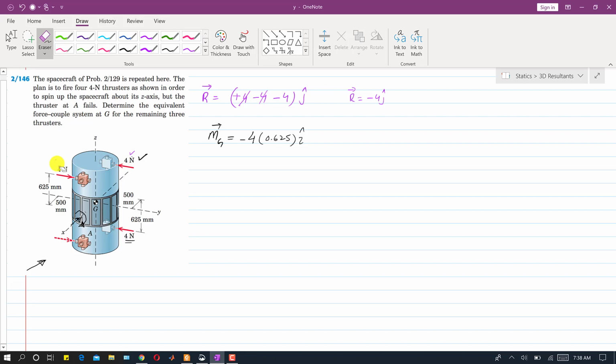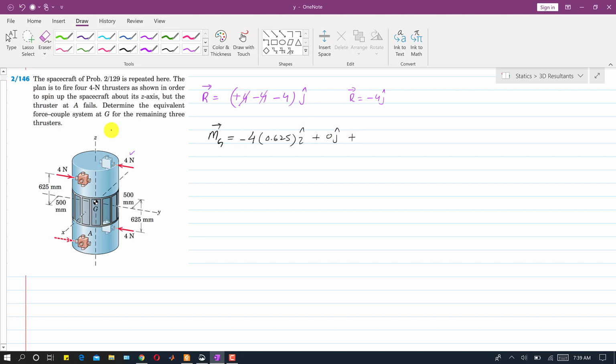Now we will observe these forces from the y direction. But before that, as we can see, all these forces are parallel to the y-axis, so they will never produce any moment about the y-axis, right? So the y component of the moment about G is 0, so I can write 0j.